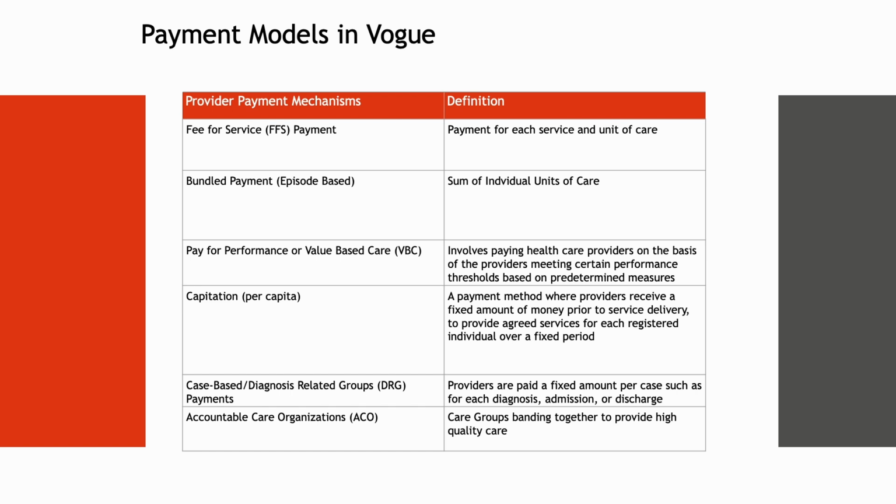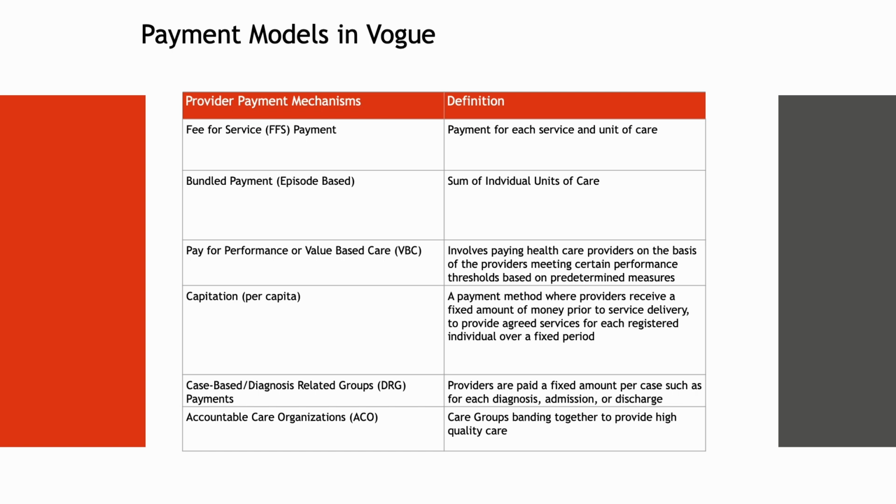The fourth is capitation-based or per capita. This is an interesting payment model where providers receive a fixed amount of money even before service delivery. They agree upon the services to be provided for each registered individual over a fixed period of time. This is a model that encourages hospitals to keep their populations healthy and keep them out of hospitals. It's a beautiful idea, but it has its share of cons, but definitely worth examining.